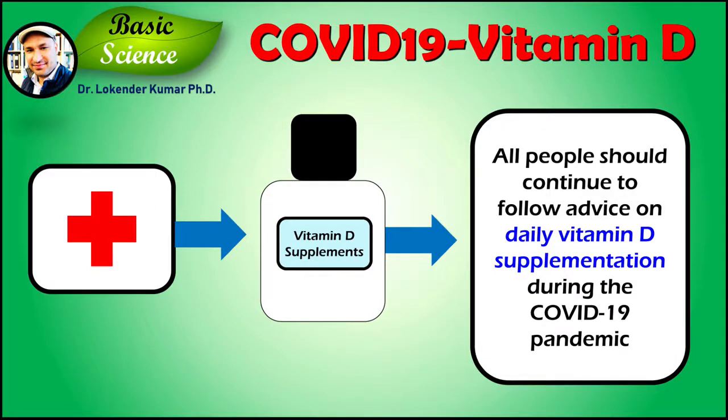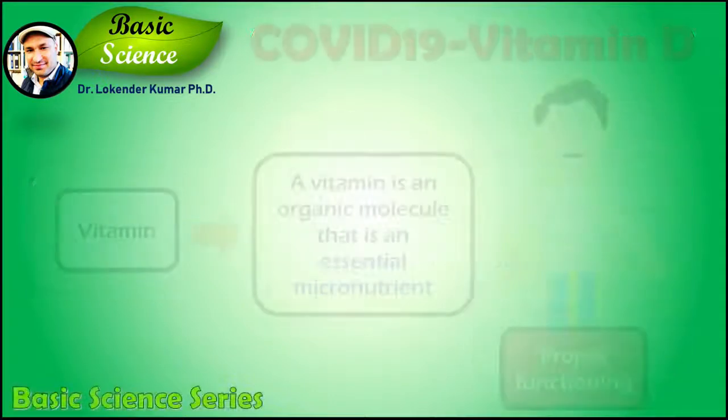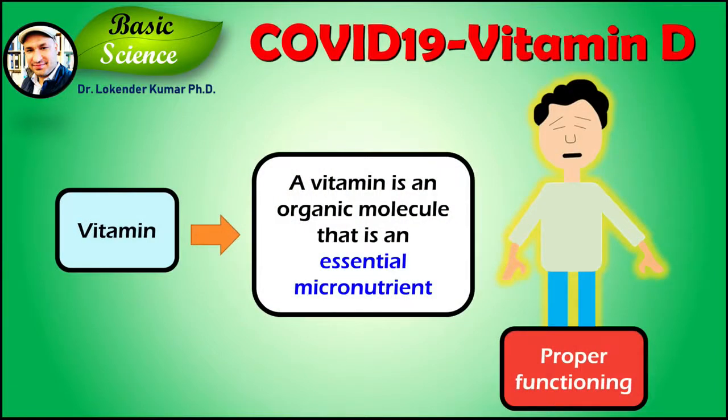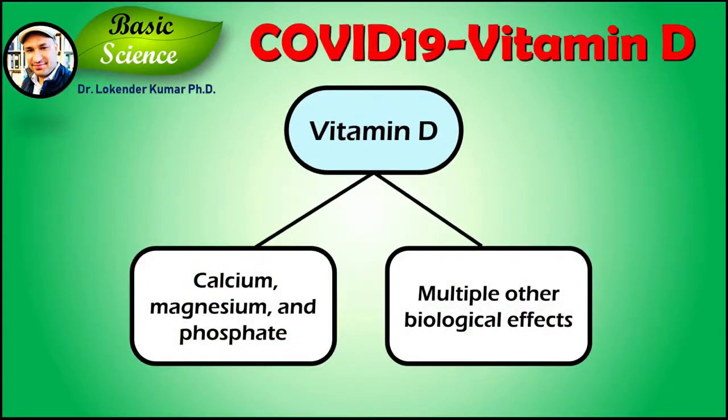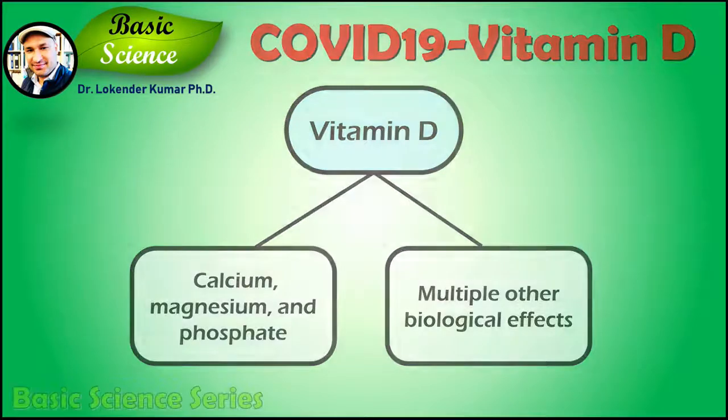All these facts and findings motivate us to know the functions of vitamin D in detail. Before understanding vitamin D, let's first understand what a vitamin is. A vitamin is an organic molecule that is an essential micronutrient. An organism needs a vitamin in small quantities for the proper functioning of its metabolism. Vitamin D is a fat-soluble vitamin and it helps in intestinal absorption of calcium, magnesium, and phosphate, and has multiple other biological effects on our body.